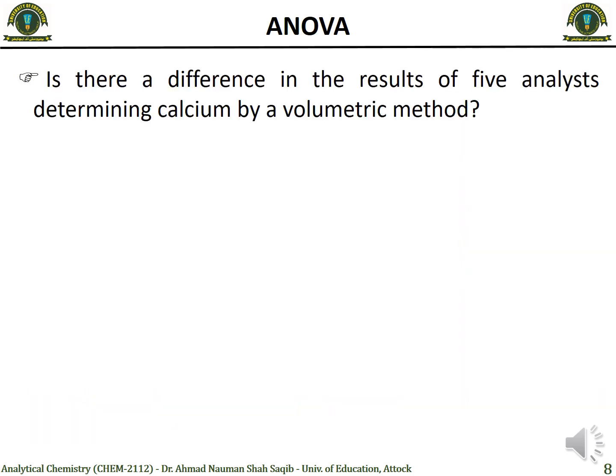So what information are we getting from ANOVA? The basic question was, is there any difference in the results of 5 analysts who are determining calcium by a volumetric method? By ANOVA we are answering this question: if the analysis is performed by 5 different analysts, will there be a difference in their results? I mean, there will be a difference, so whether it is significant or not.